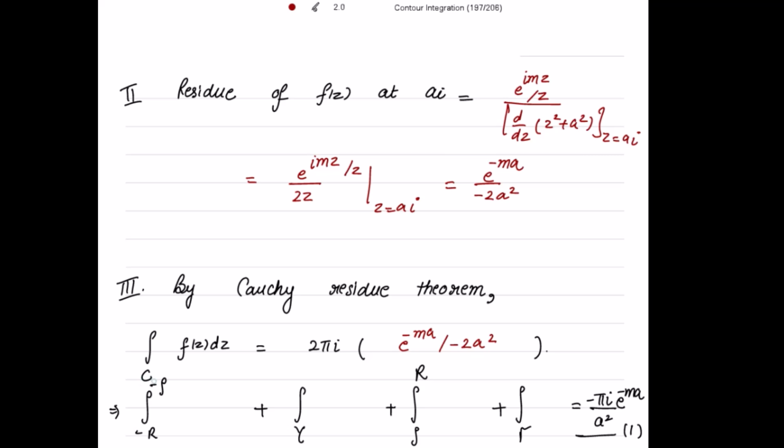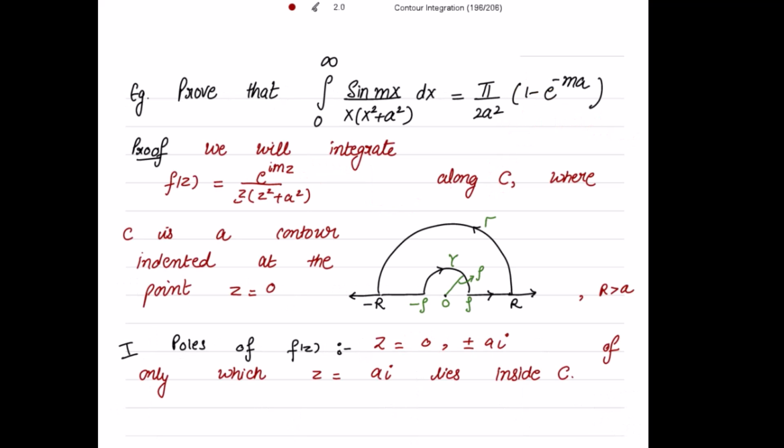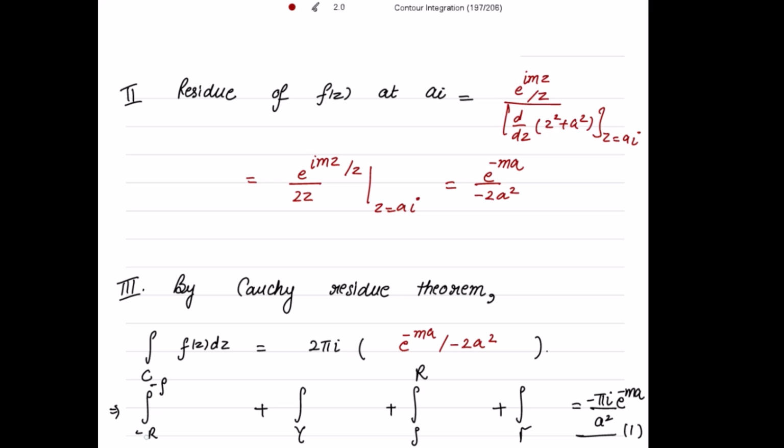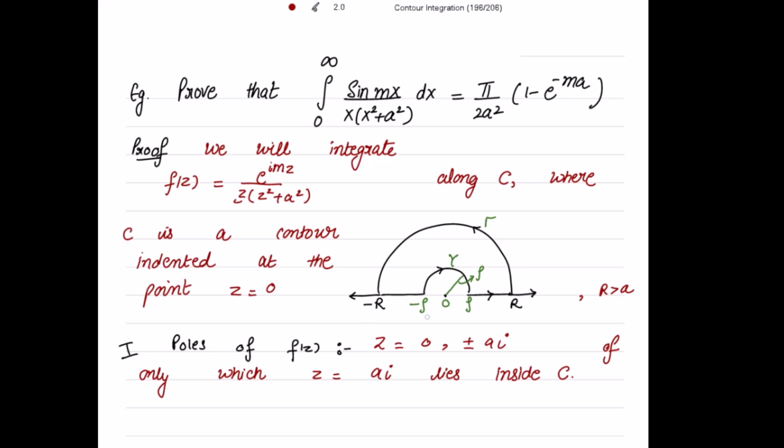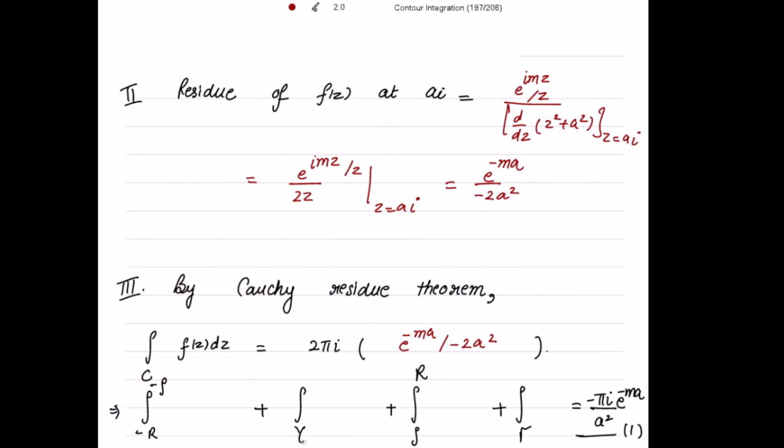And now we have to split this contour into so many integrals. Just look over here. We have first integration from minus r to minus rho. Then we have the integral over the semicircle gamma, then from rho to capital R, and then along this semicircle tau. So first from negative r to negative rho, and then along the semicircle gamma, and then from rho to r, then the semicircle tau.